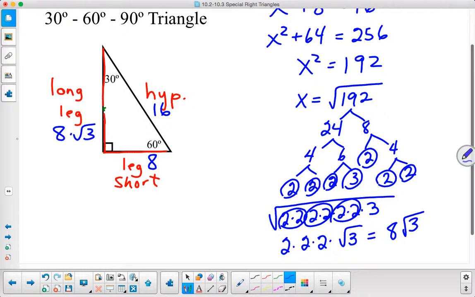Notice that that is the short leg times the square root of 3. That is the pattern that happens on this kind of a triangle. The hypotenuse is always twice the short leg, and the long leg is always the square root of 3 times the short leg.